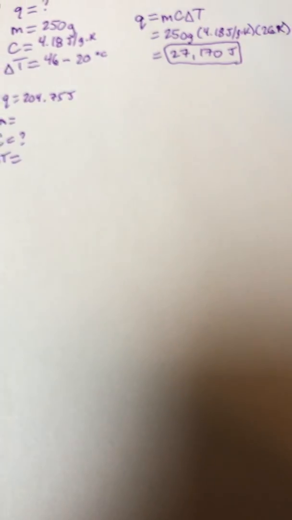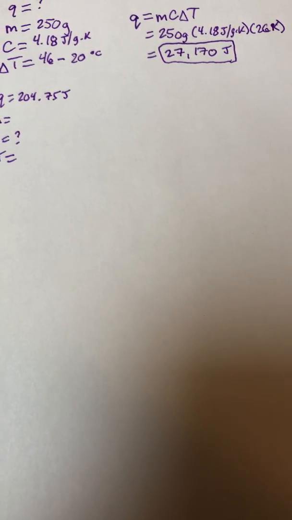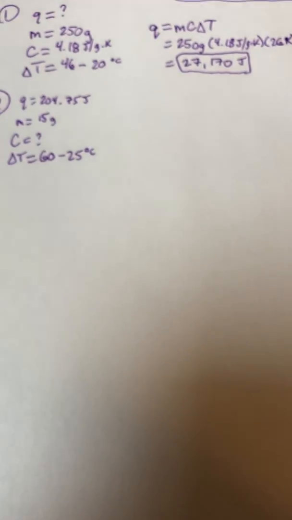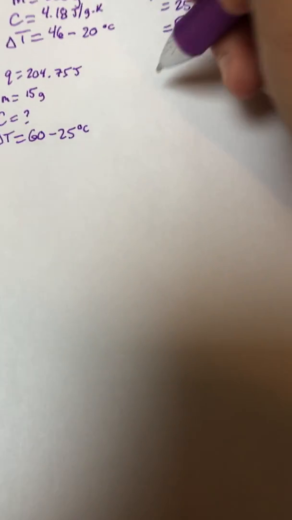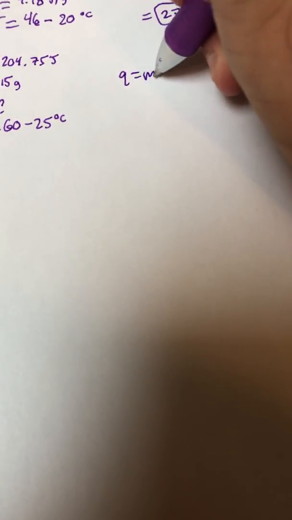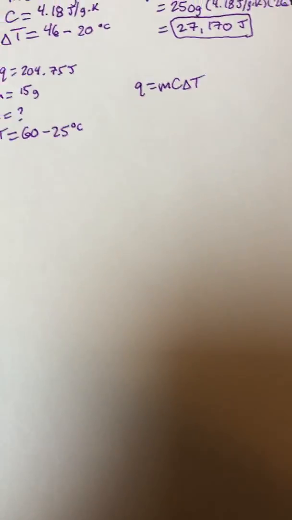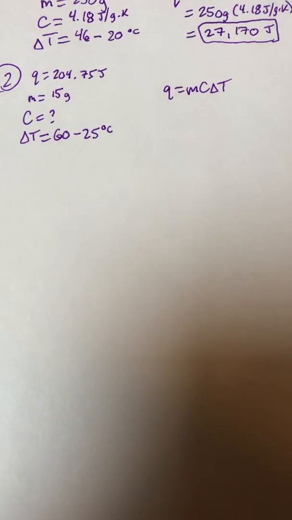We're told our Q value is 204.75 joules. And we are also told that we have a mass of 15 grams and that our temperature goes from 25 to 60. So 60 would be your final, 25 would be your initial. All right, once again, we're gonna write our formula. Q equals MC delta T. For those of you who like to just plug in and then solve, go for it.